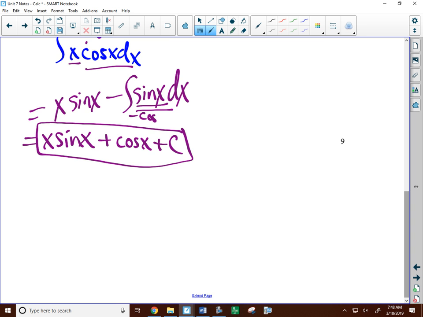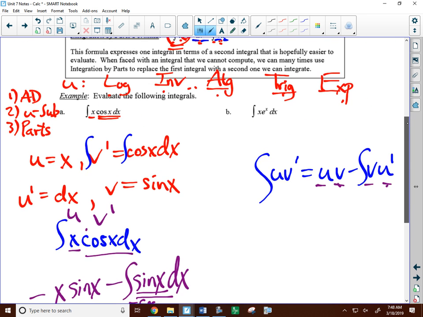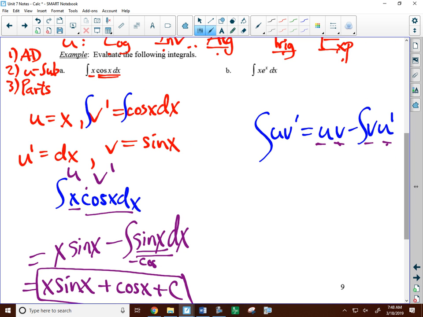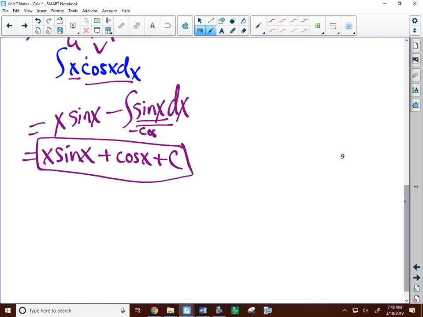So again, we chose what u was, x. We let everything else be v prime. Then in the formula, you need u prime and v. So I do u prime, a derivative. Here I need v, so I do the antiderivative. And then I just plug things into this formula, and it becomes this, and then it made an easier antiderivative I can compute.